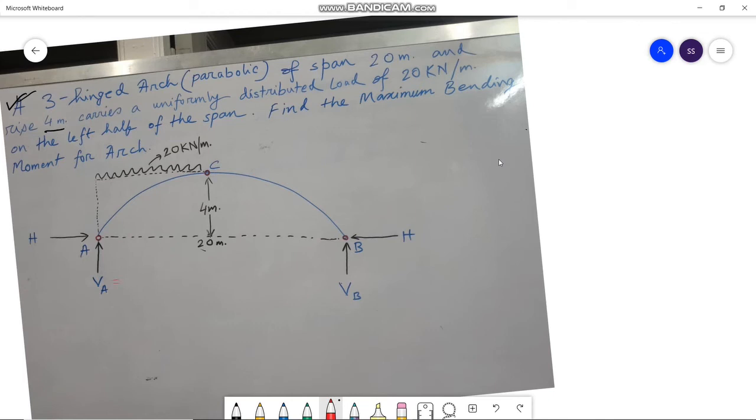So from calculation, we have V equals to 150 kilonewton and VB equals to 50 kilonewton and H equals to 125 kilonewton. Now let's take a section XX, which is situated at X distance from point A, that is from the left hand support, and its height is Y.